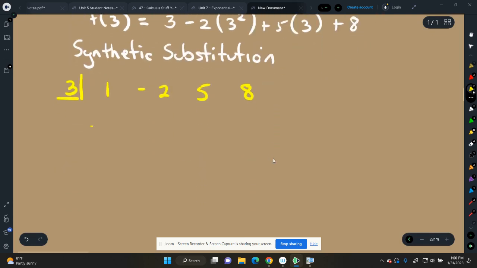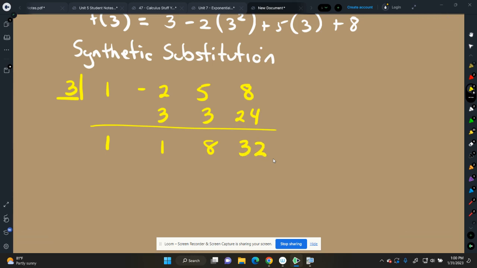All right, let's do this. What do we get? 1, 3, 1, 3, 24, 32. Okay. With synthetic substitution, this is my answer right here.